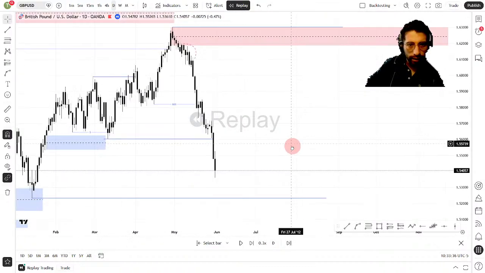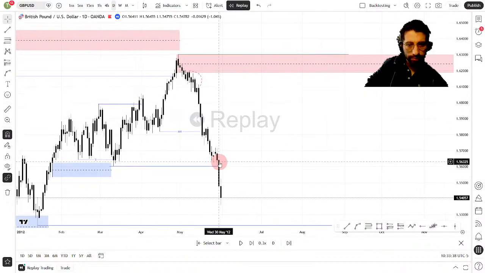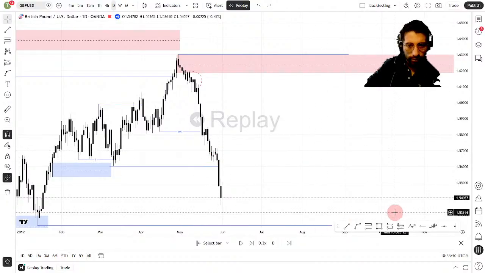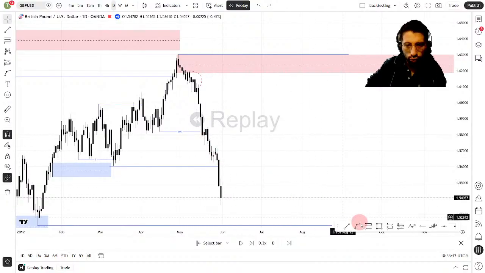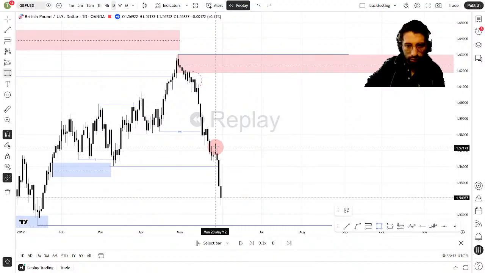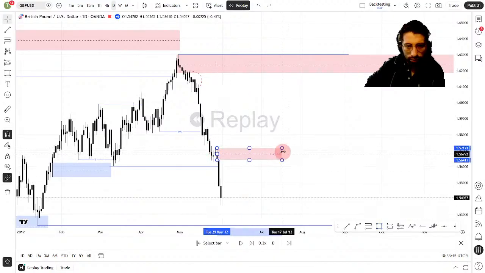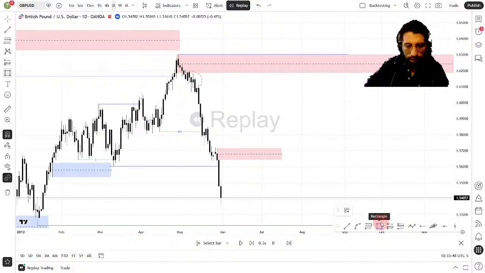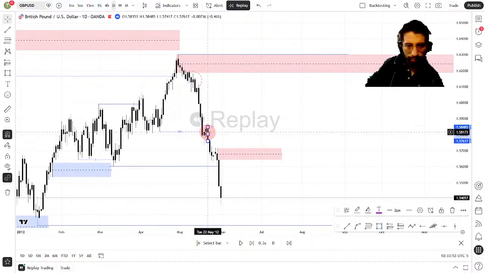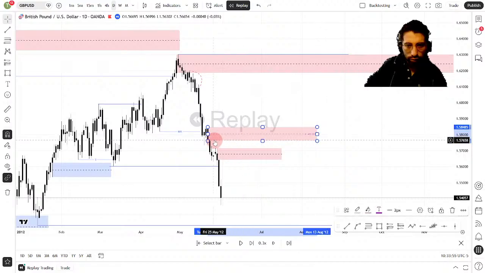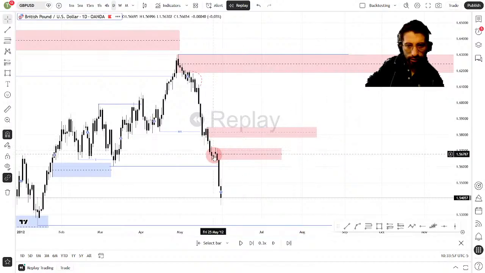All right, and now look, when the price makes this break of structure, we can see two order blocks. This is the first one, and this is the second one. Guess which one I'm gonna take? Right, this one, the one I'm just marking here. Why this one? Because this is liquidity.